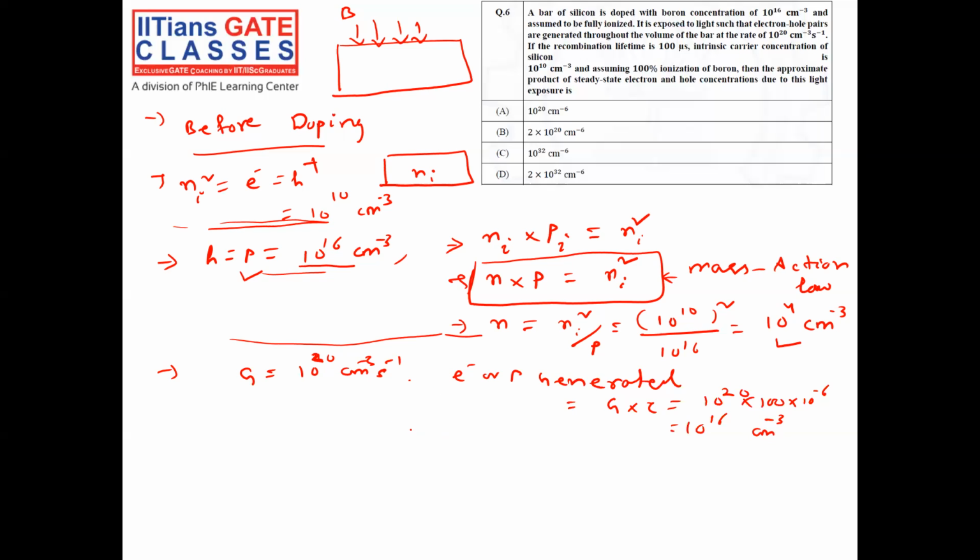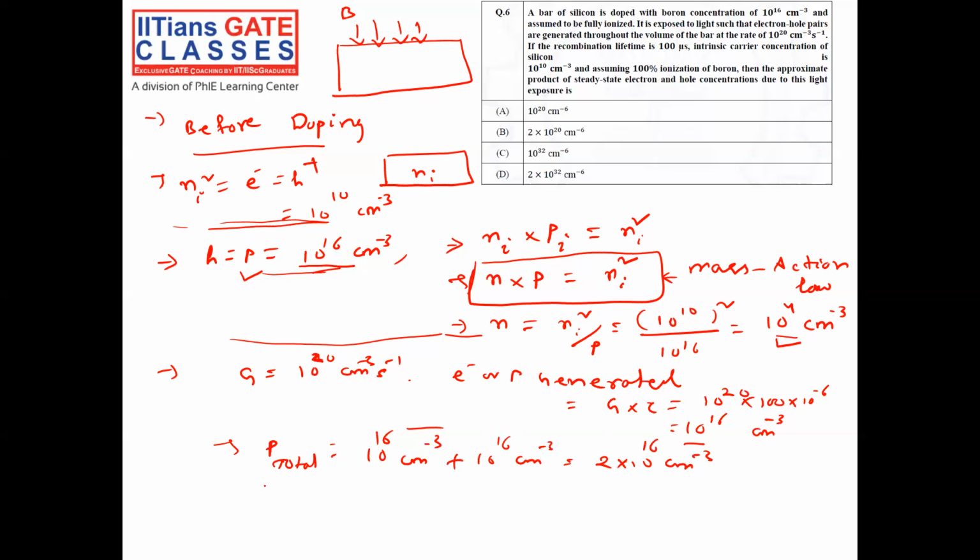Okay, so what happened? There were 10 power 16 holes and 10 power 4 electrons. Now this much number of electrons and holes generated. So the total number of holes, P total, is equal to, already I have 10 power 16 holes per cm cube, plus again I have generated 10 power 16 holes per cm cube. So it is equal to 2 into 10 power of 16 per cm cube.